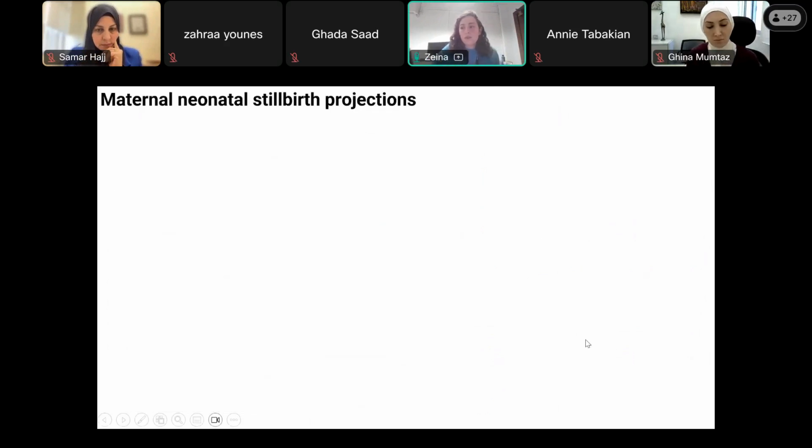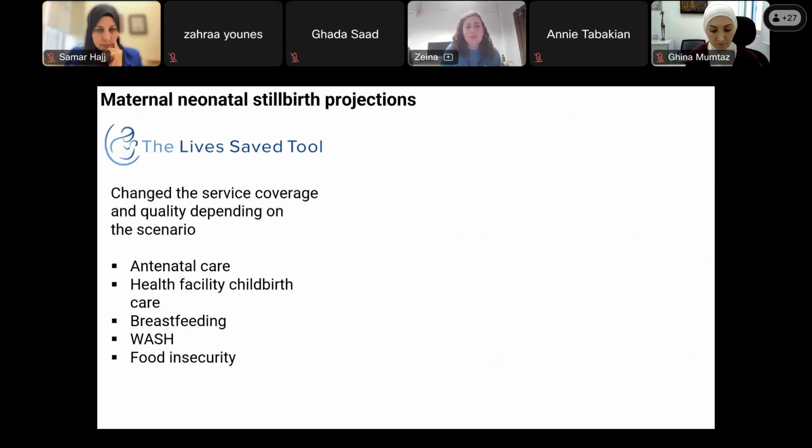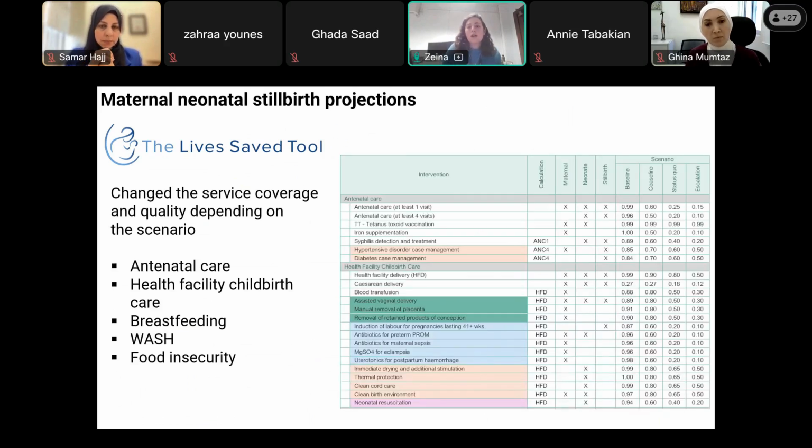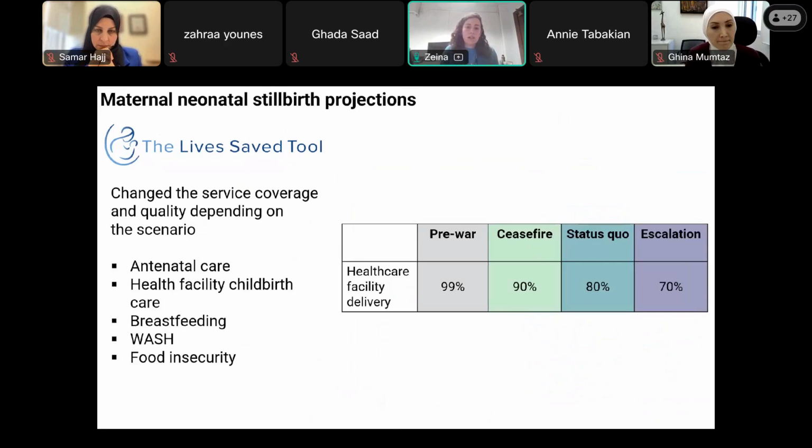Then we did the projections of acute maternal and newborn deaths, based on the fact that they're not able to access care. So you're not able to breastfeed your child, you're not able to get antenatal care, or not able to get healthcare, childbirth care. As I mentioned, for example, during the status quo, 80% of women were able to access a healthcare facility to deliver. In a ceasefire scenario, more will be able to. In an escalation, fewer will be able to. And so we use these inputs to do the model.